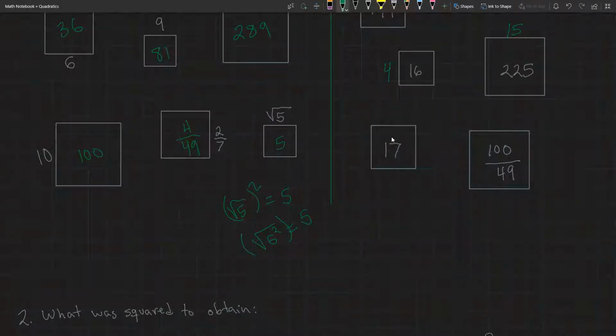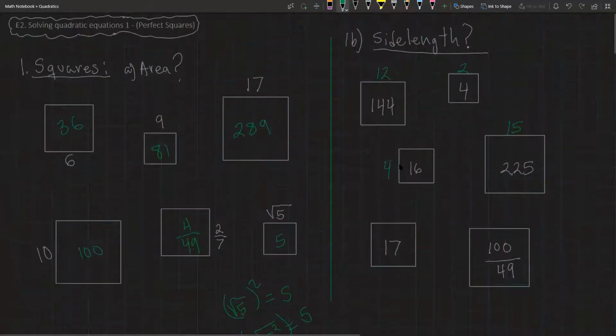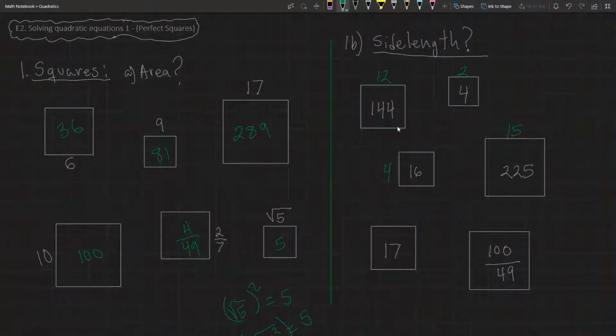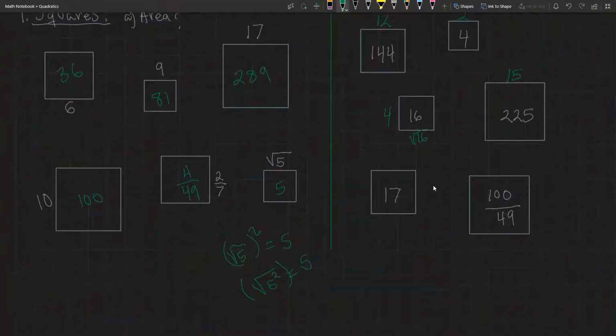If the area is 17, what is the side length? Now let's look at the previous ones. The areas all happen to be perfect square numbers. Therefore, we can represent a side length as a perfect integer. But another way of representing the square root of 16 as 4 is also the square root of 16. Don't forget that. That's why I kept saying that. I stumbled with my words there. It's all right. Let's keep moving.